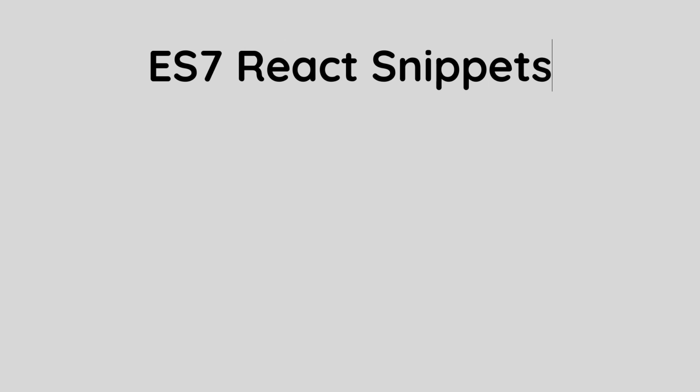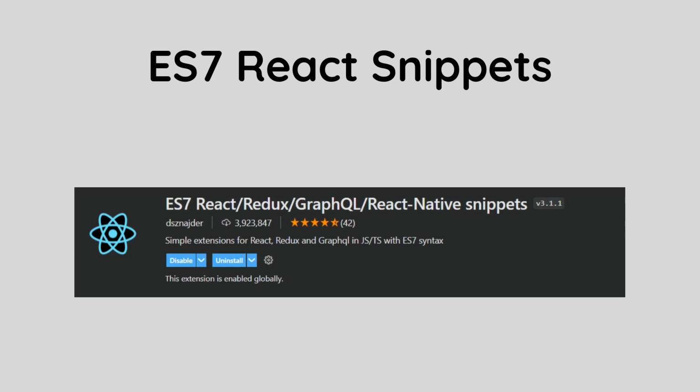Number 5, ES7 React Snippets. If you are a React developer, this has to be a must-have in your arsenal of extensions. ES7 React Snippets gives you small code snippets for most use statements in React. Import statements, export statements, a template for a component, and many others are there in this extension. If you use ES7 React Snippets, you will surely save a lot of time and spend the time writing the more useful parts of your code rather than worrying about code syntax.